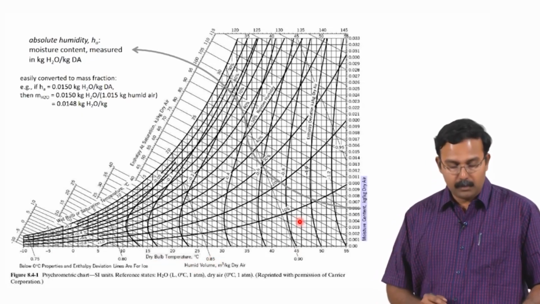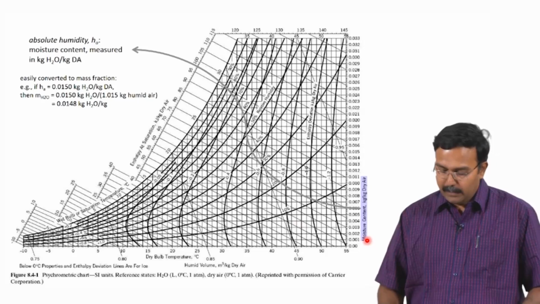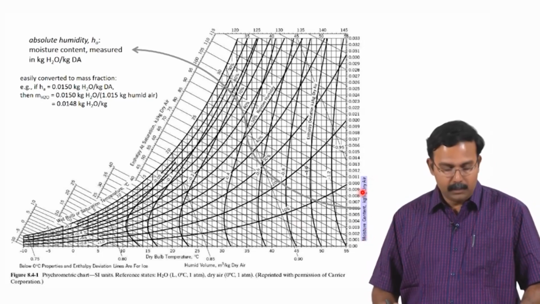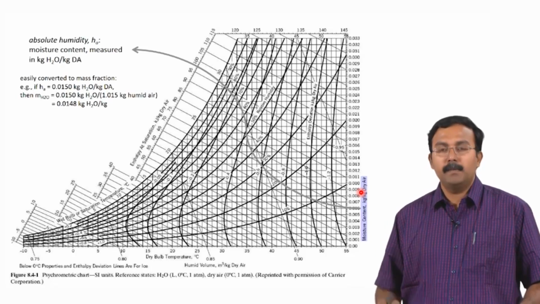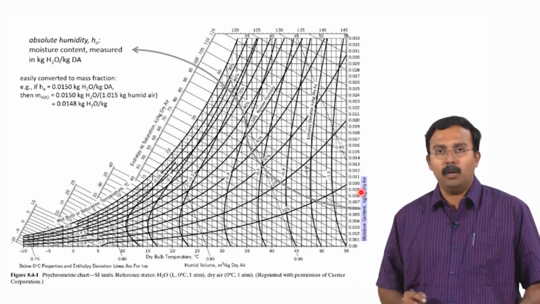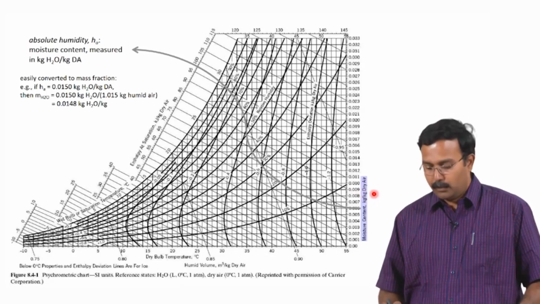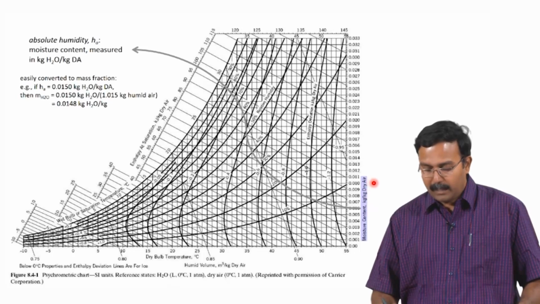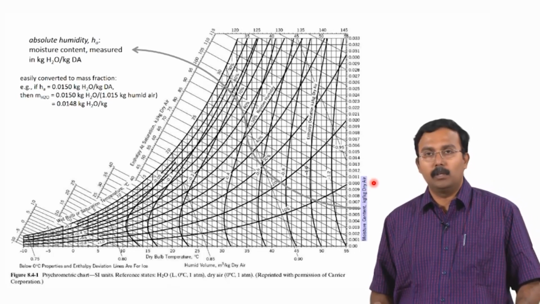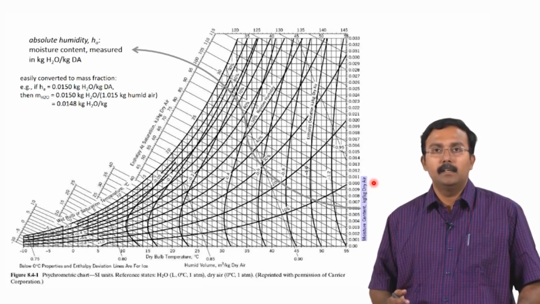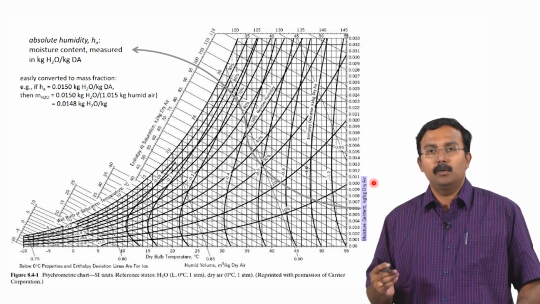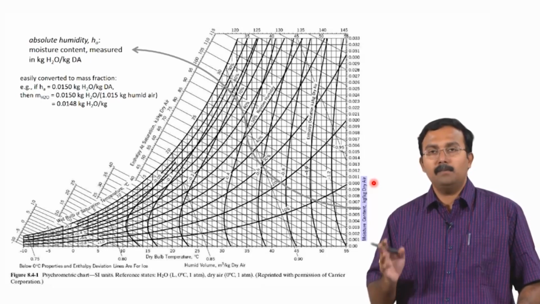The next information you can get is the moisture content or the absolute humidity. Absolute humidity is measured in terms of kilograms of water per kilogram of dry air. This needs to be clearly understood. The denominator is kilogram of dry air, not kilogram of total air. Total air would contain water vapor and dry air, and that would be called the moist air.